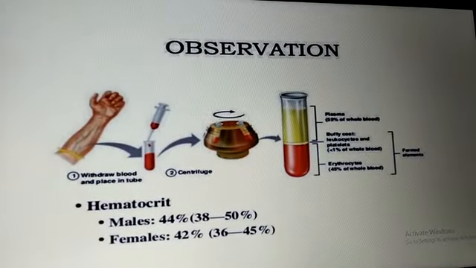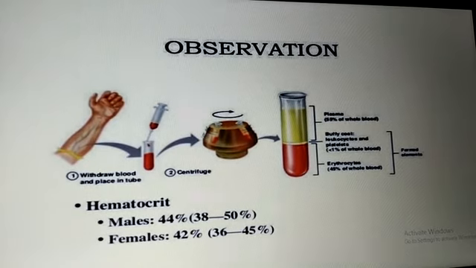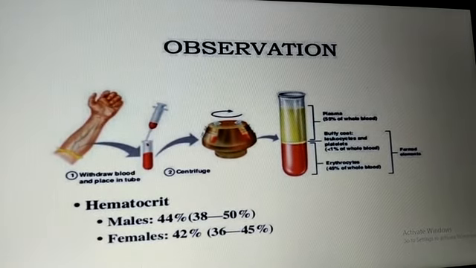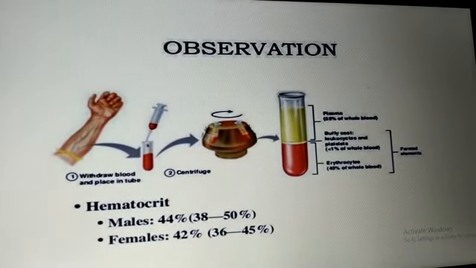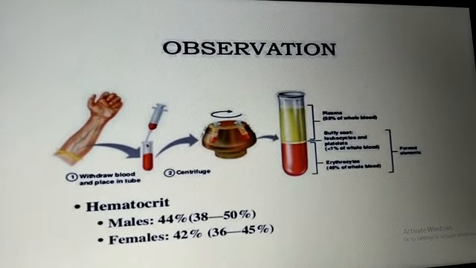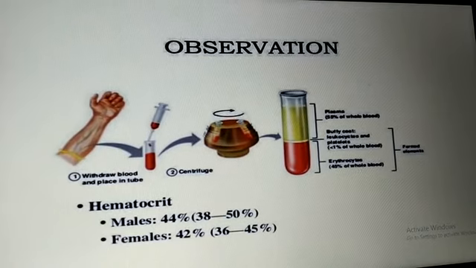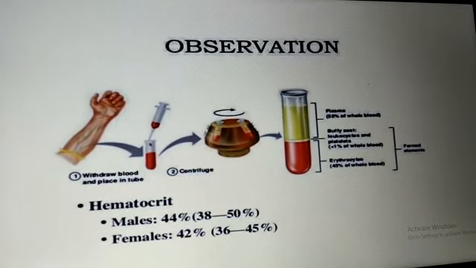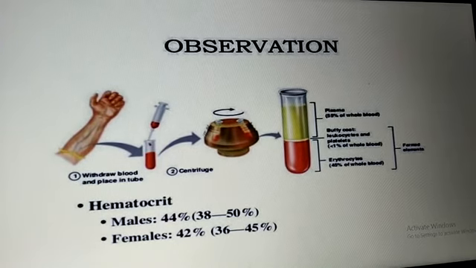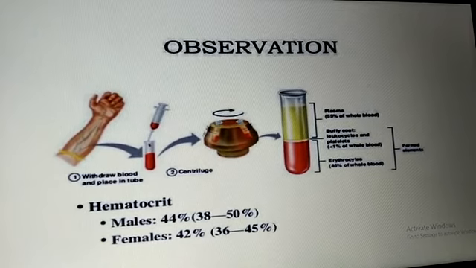Now observation. First of all, you have to know the normal range. The male normal range is 44% and female normal range is 42%. So 38 to 50% is the male average and 36 to 45% is the female average. You can see the diagram.